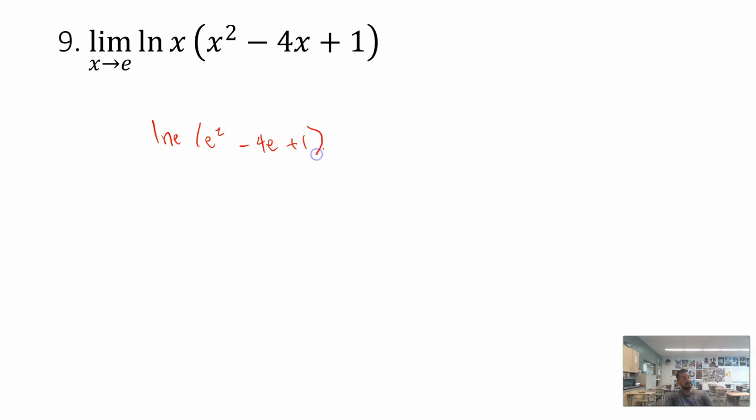Now, there is an e button on your calculator. On the TI-84s, it's the second button, and then the divide sign will give you e. Whoops. So let me type that in. Second, divide sign. So I'm just typing it in right now. Minus 4 plus 1.